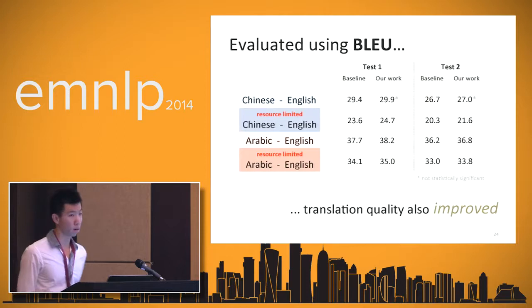And here is the result from the machine translation experiments. The table summarizes the translation quality as measured by the BLEU score. Under the resource-limited settings, our approach achieved 1.3 and on average about 1 point BLEU score on 2 different test sets. And on the full data set, we achieve 0.6 and on average 0.5 BLEU score on different test sets. All those improvements are statistically significant except for the Chinese-English full data set.